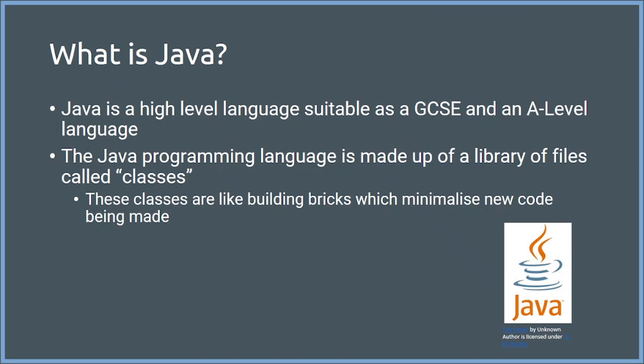including object orientation. The Java programming language is made up of a library of files called classes, and these classes are like building bricks which minimise new code being made. So it can be very helpful because it's already got a lot of skills built in within it, very much like Python in that sense.